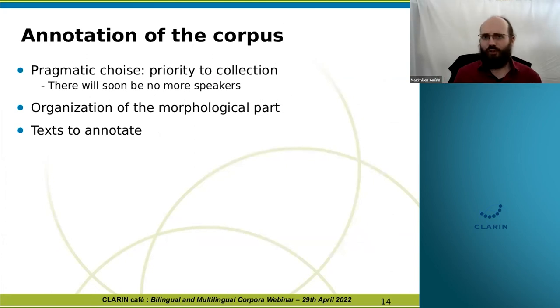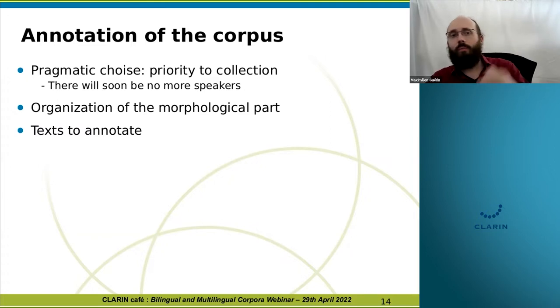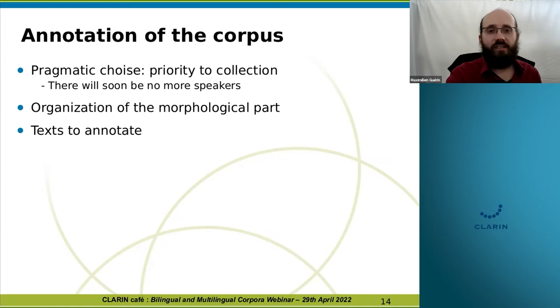About the annotation of the corpus. In fact, we made a pragmatic choice, priority to the collection, because the languages are not just endangered. In fact, they are dying. So we need to collect the most we can before the disappearing of the varieties. But we did something about that. We proposed an organization of the morphological part of our corpus in the database about conjugation. I will present the base afterwards.